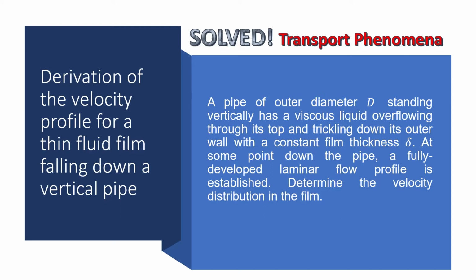A pipe of outer diameter d standing vertically has a viscous liquid overflowing through its top and trickling down its outer wall with a constant film thickness del. At some point down the pipe, a fully developed laminar flow profile is established. Determine the velocity distribution in the film. Let's go ahead and solve that problem.